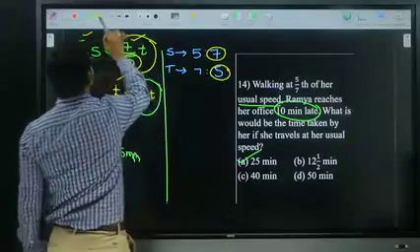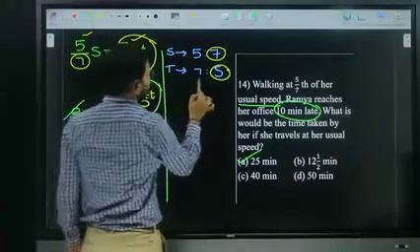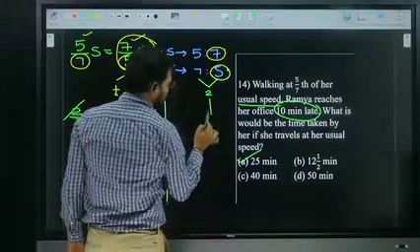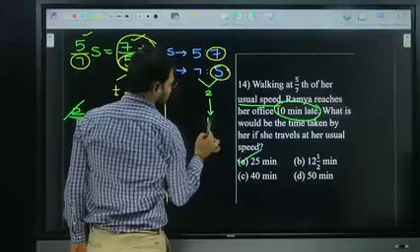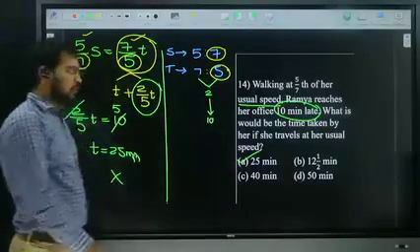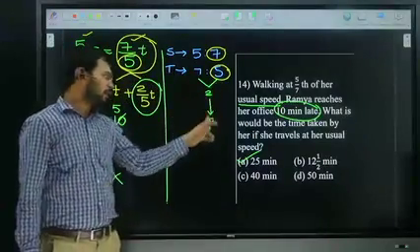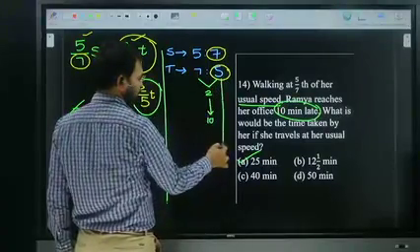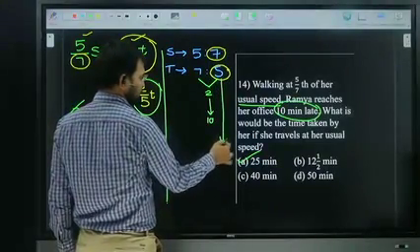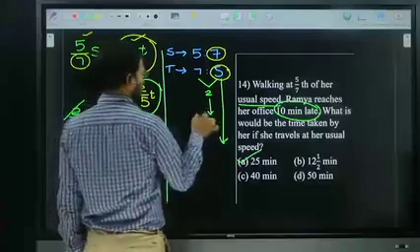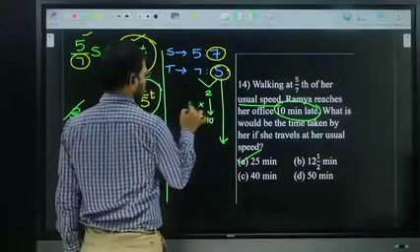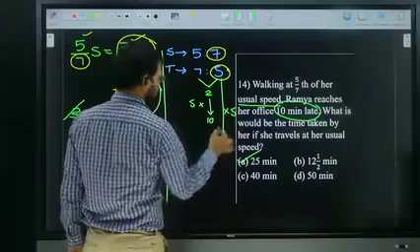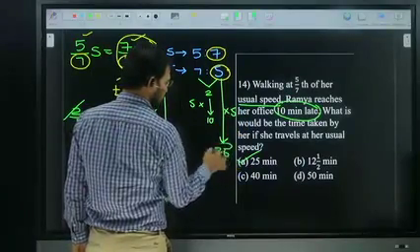But how many parts of extra time? 2 parts extra time. So 2 parts is nothing but 10 minutes. They're asking for the original time, and the original time is 5 parts. So 2 parts is 10 minutes, so 2 times what? 5 times 5 is how much? 25. Your answer is 25.